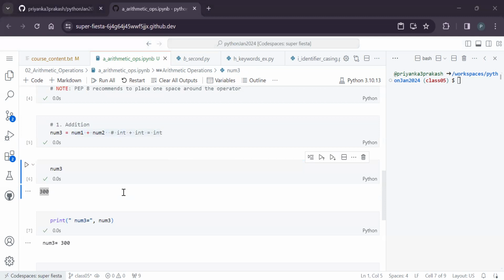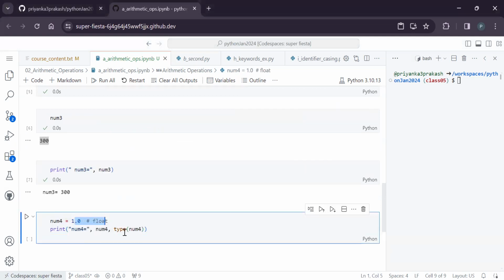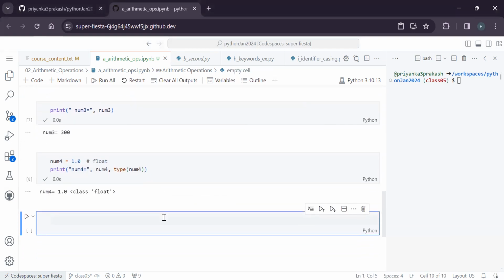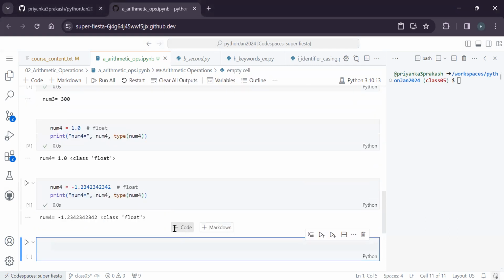Similarly, I take one more value called a float, 1.0. It's a floating point value. If you print it also, it will tell the same. Now, float doesn't mean that it should be positive only. It can be negative also. Negative float we can have.